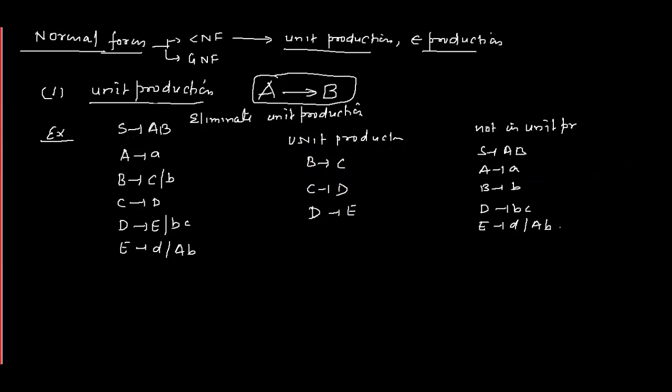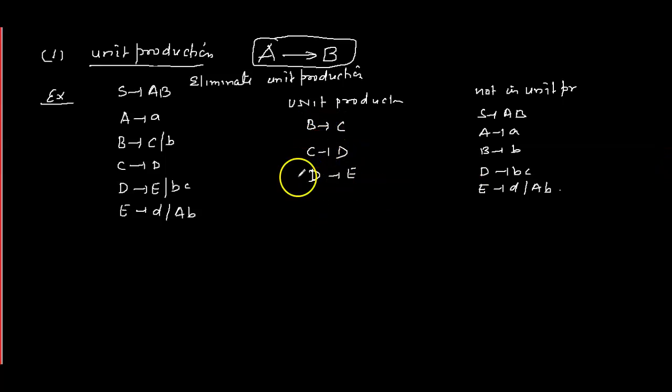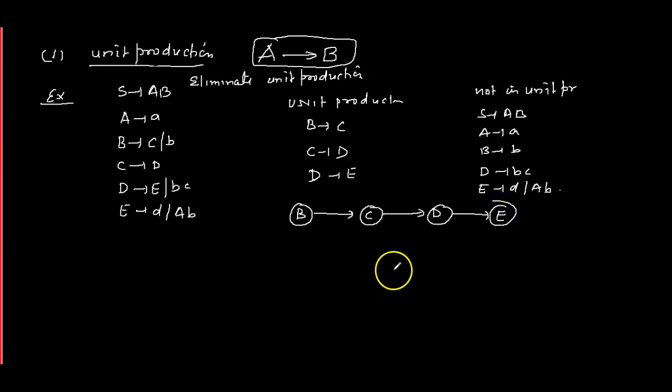Wherever this value is there, you can draw the graph: B derives C, C derives D, and D derives E. You start from the last grammar, the one at the bottom. E derives D and AB, which is not a unit production, so leave it. Now D derives E. You have to remove this and substitute the value of E in place of capital E.